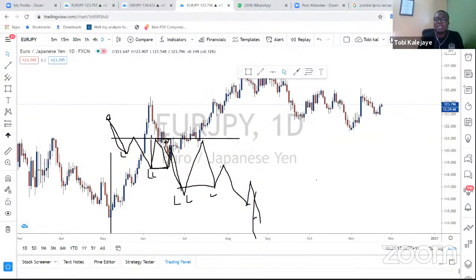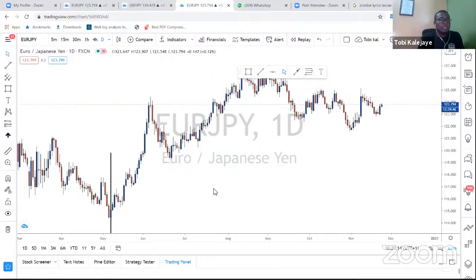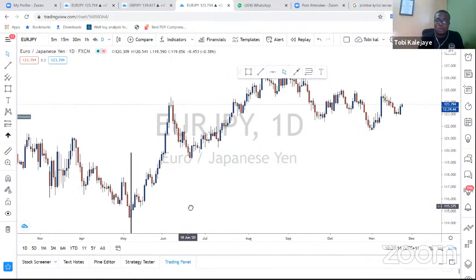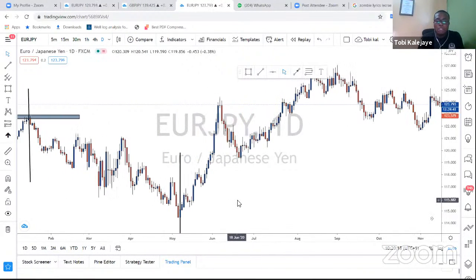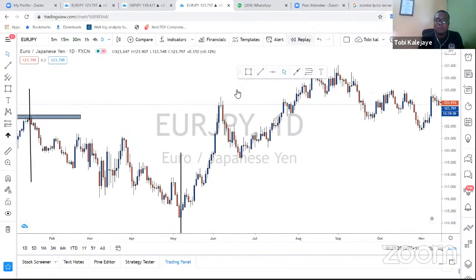And always understand the chart is always like this. The movement is always there. It's always there. All you need to do is to be able to spot them, be able to see them. All right. Look at this level.